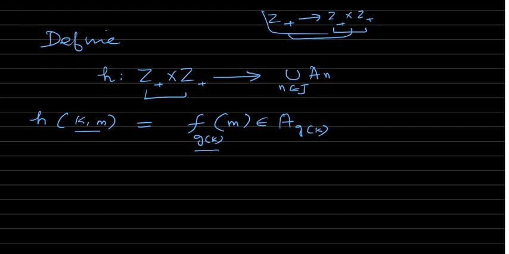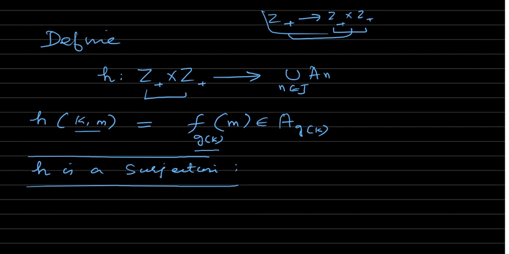So we prove this mapping is a surjection. This h is a surjection. For a surjection, you have to take a member of the union and prove that you have its preimage in Z plus cross Z plus under the map h. So this h is a surjection. Let's choose x in the union of A_n, n belongs to J.